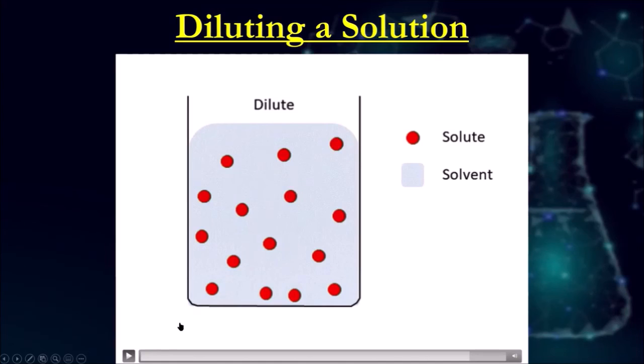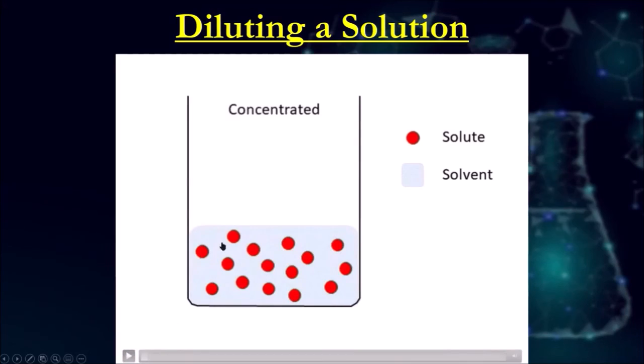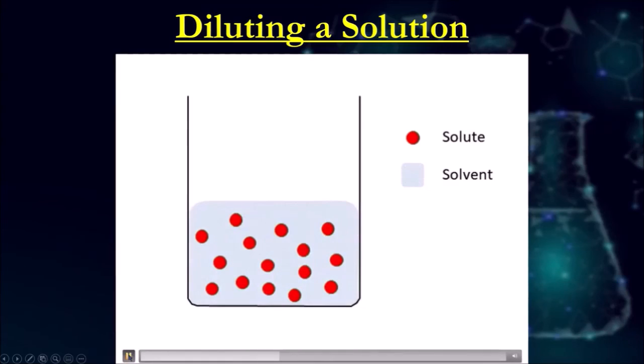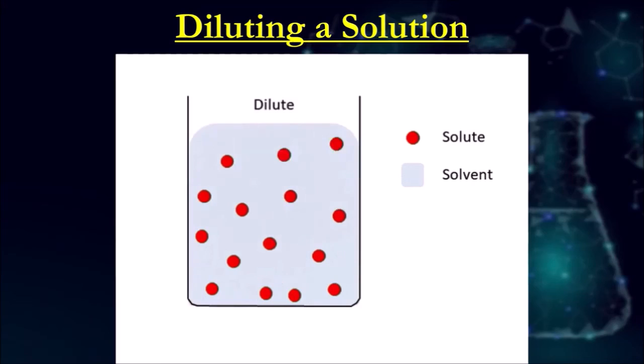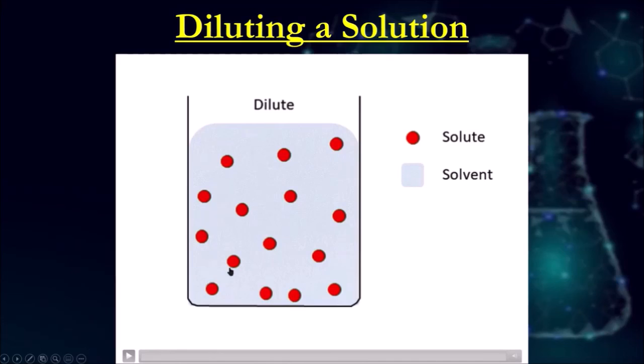Okay? The other thing you might take notice of is we have 1, 2, 3, 4, 5, 6, 7, 8, 9, 10, 11, 12, 13, 14, 15, let's just say particles. If we then dilute our solution, how many particles do we have left? After the complete dilution, we have 15 particles again.